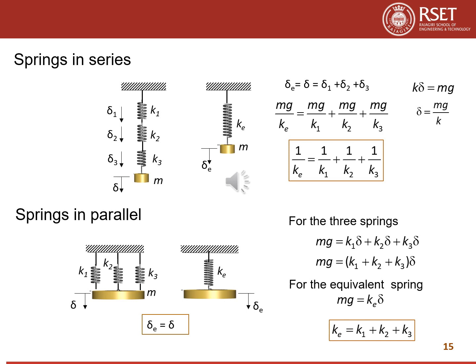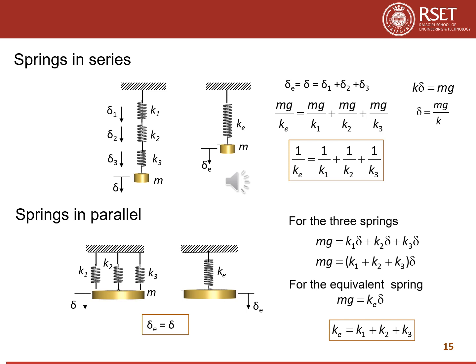Okay, so from the second figure, delta E we can find out using the equation that we have used earlier. That is, we have already derived that K delta is equal to mg. So from that we can write delta is equal to mg by K. So substituting each value here, delta E is equal to mg by Ke, delta 1 is equal to mg by K1, delta 2 is equal to mg by K2 and delta 3 is equal to mg by K3. Substituting these equations here, we can cut off mg from all the equations and we get 1 by Ke is equal to 1 by K1 plus 1 by K2 plus 1 by K3. So this is the equation for springs in series.